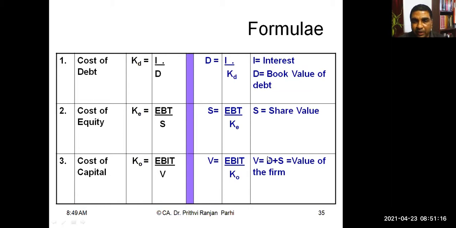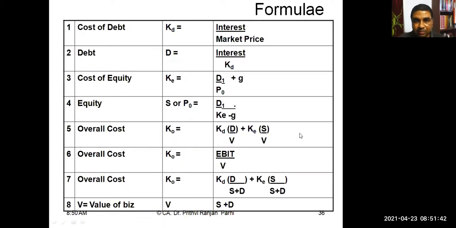And you already know V is also equal to D plus S. Value of firm is equal to value of debt plus value of shares. Okay, are you getting me? Yes or no? Yes, sir. Okay, you have understood this.